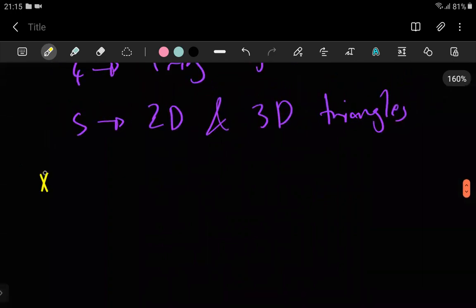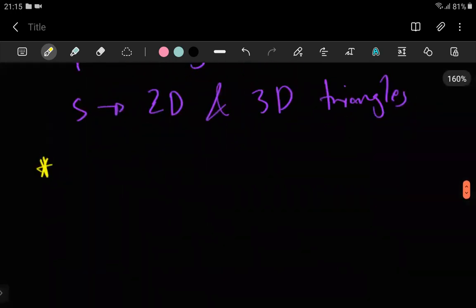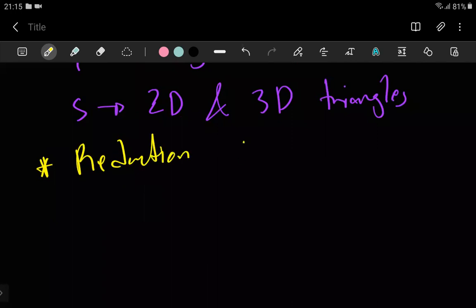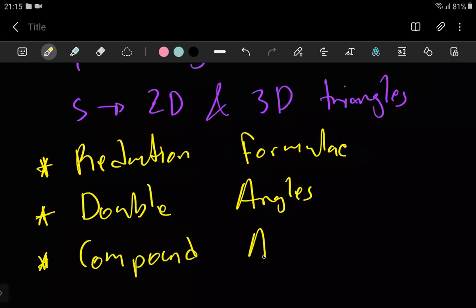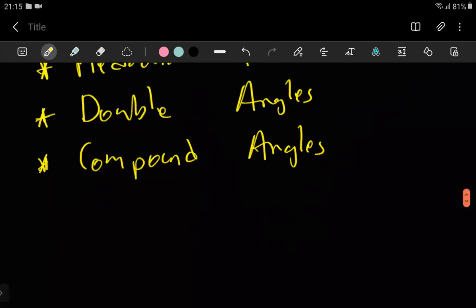in these topics you are going to make use of virtually almost everything. You're going to make use of things like the reduction formulae, let me just write it down here. You're going to make use of things like double angles, and then things like compound angles. And if I can keep adding to this, let me try and think a bit more.